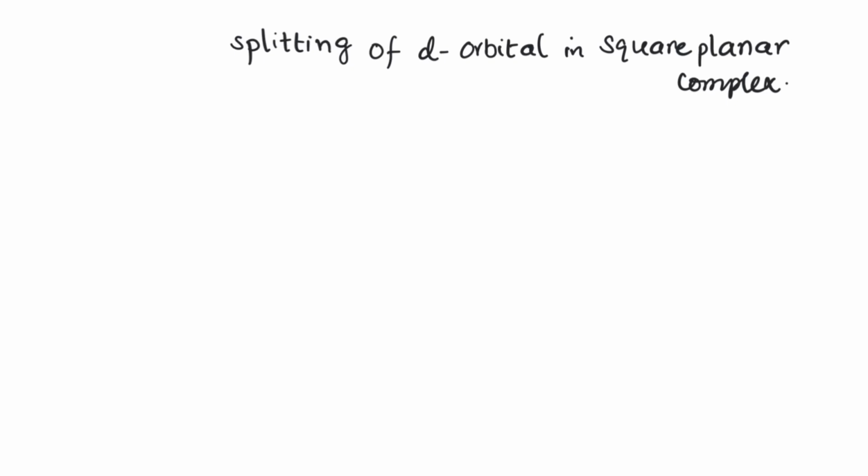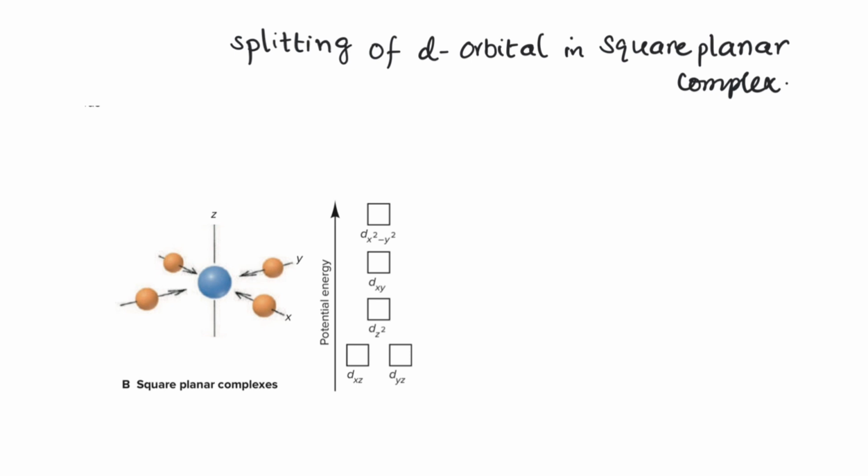So the ligands can approach along the x and y direction. Therefore, the orbital which is directed along the x and y axis, that is called dx square y square orbital, experiences more repulsion, and the orbital in between the x and y axis, that is dxy, also experiences more repulsion. So the orbitals which have a z component, for example dz square, along this axis there is totally no ligand, that's why it experiences less repulsion.